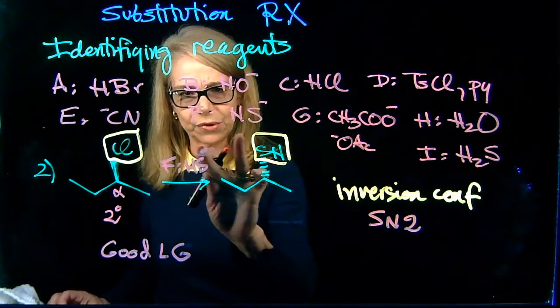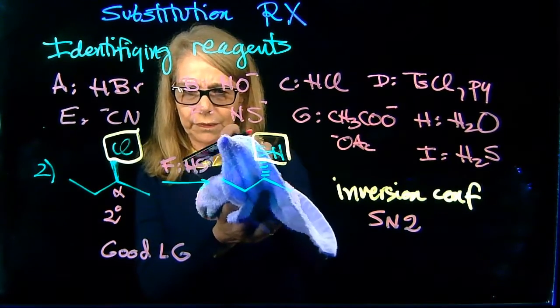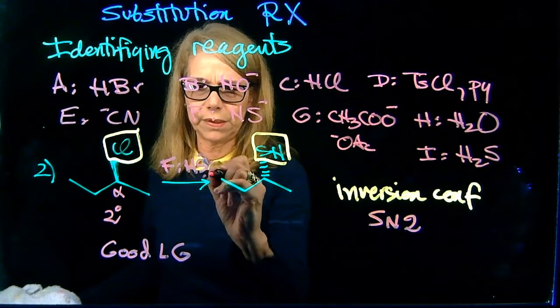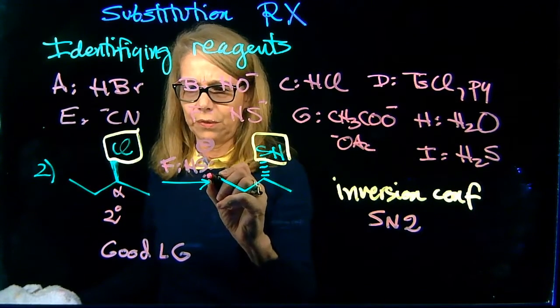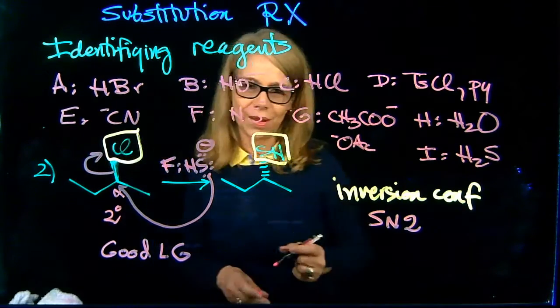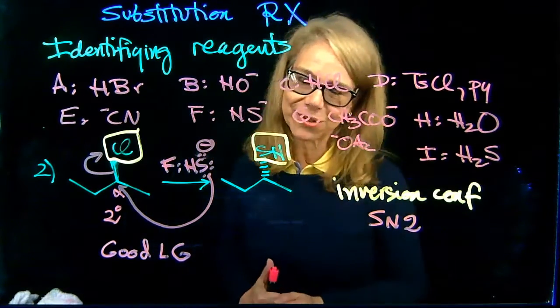Let me erase that just to show the lone pairs. Let's remove that. So 1, 2, 3, 4, 5, 6. And here you will have the attack from the back side. And you get the product with inversion of configuration. So this is the appropriate reagent to do that reaction.